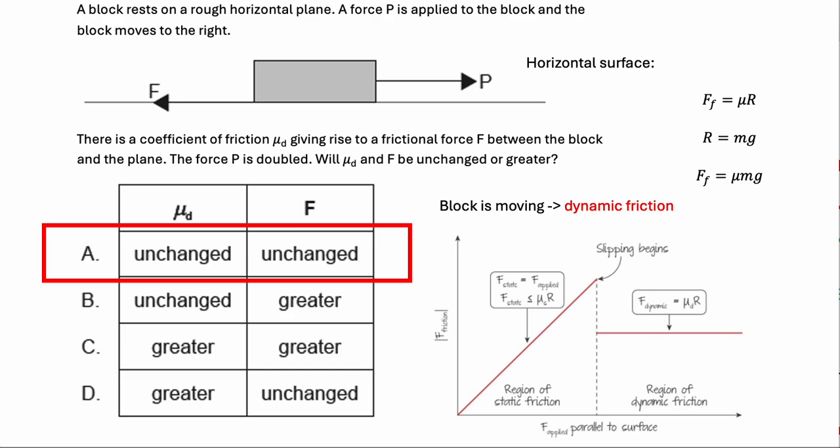Why? Well, because mu is a ratio and it's the coefficient of friction for all bodies, it doesn't change. And also F does not depend on the value of P. In other words, if I pull it harder, the friction force will stay the same. And that's why our answer here is A.